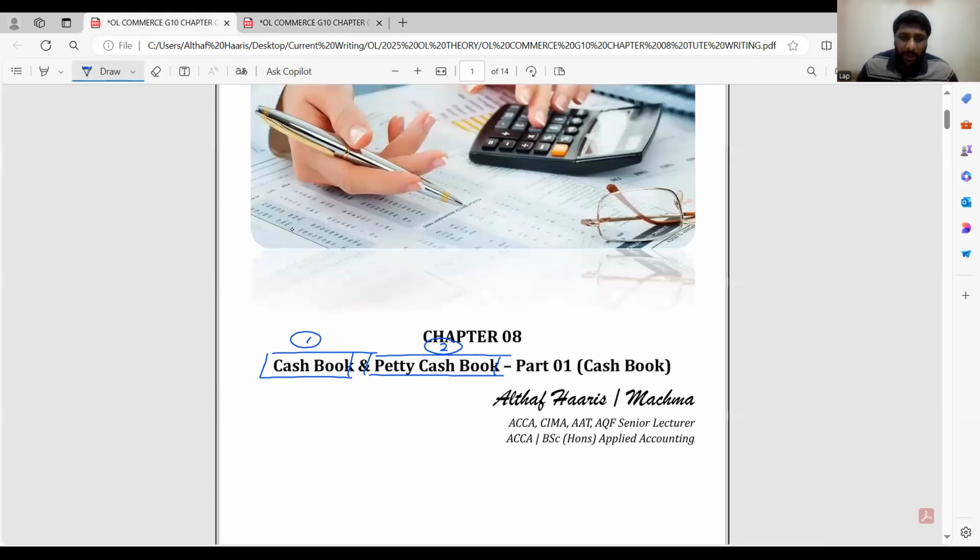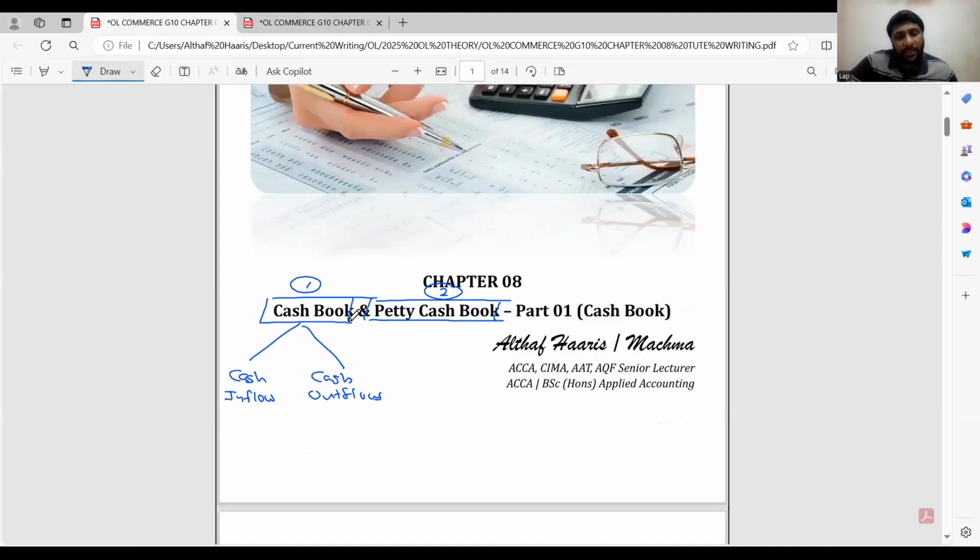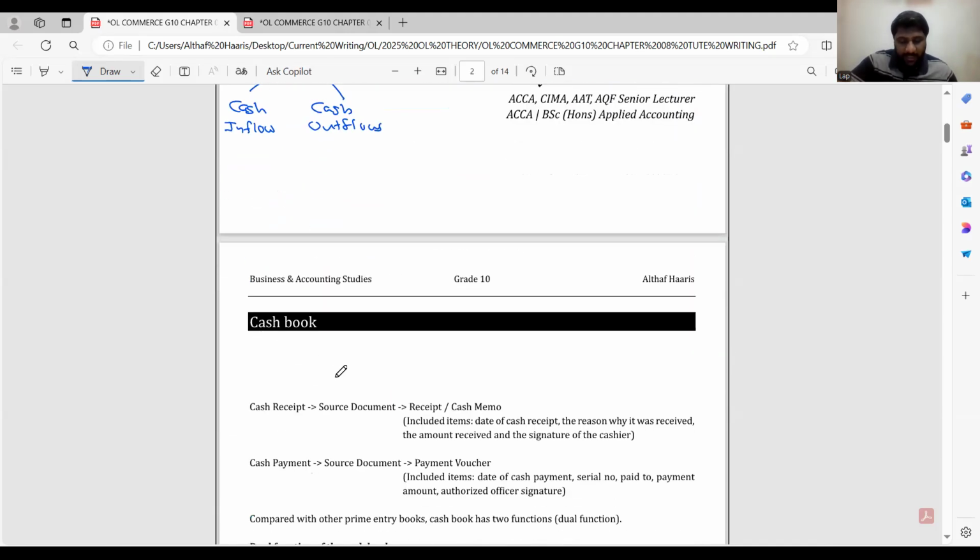We learn in the cash book what types of transactions we are recording. The petty cash book is next, so let's keep that aside. In the cash book, you simply write two things: whatever the cash inflows, cash coming in, and whatever the cash outflows, cash going out. Today we are going to learn how to prepare that cash book. Can you all take the tute and go to this small space that I have given?